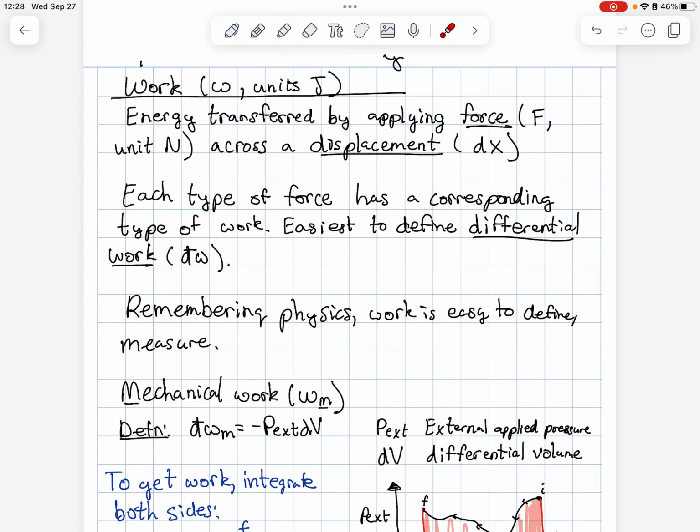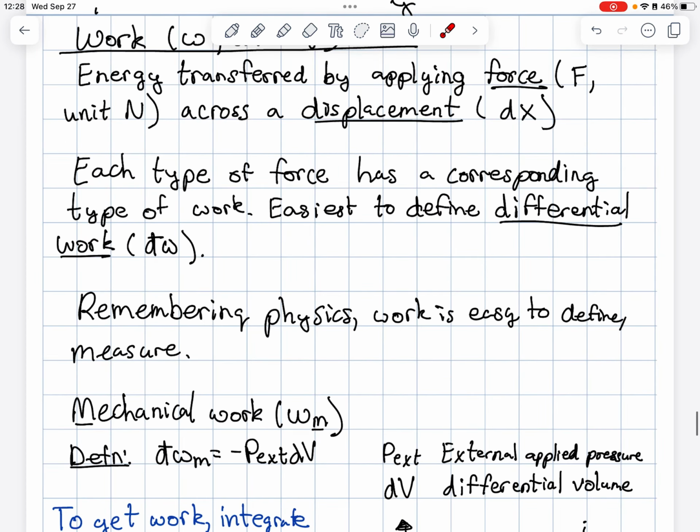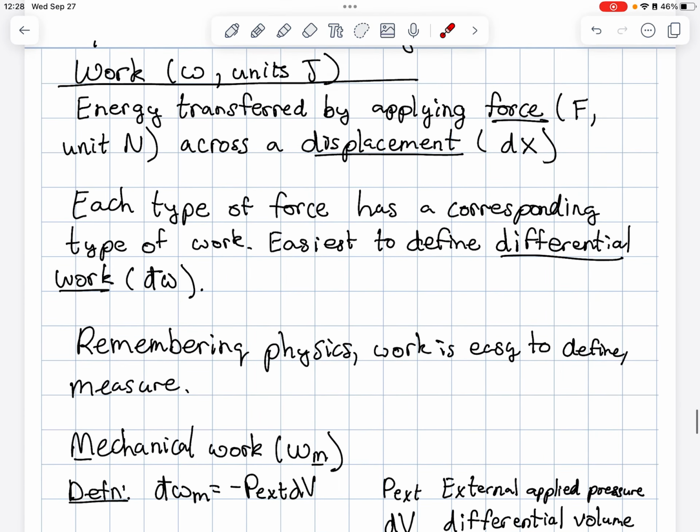The last part of our first law of thermodynamics content is just our definition of work here. So work is energy transferred by applying force across a displacement, from physics. There are a lot of different types of forces in physics, and each type of force has a corresponding type of work. The easiest way to define this is in terms of the differential work, d bar w.